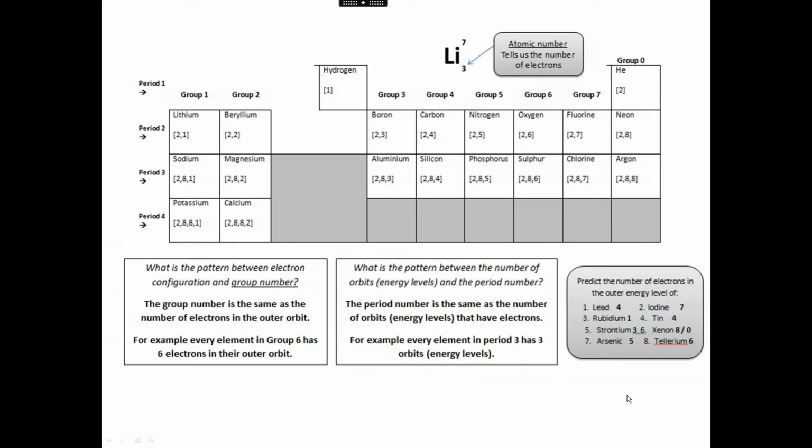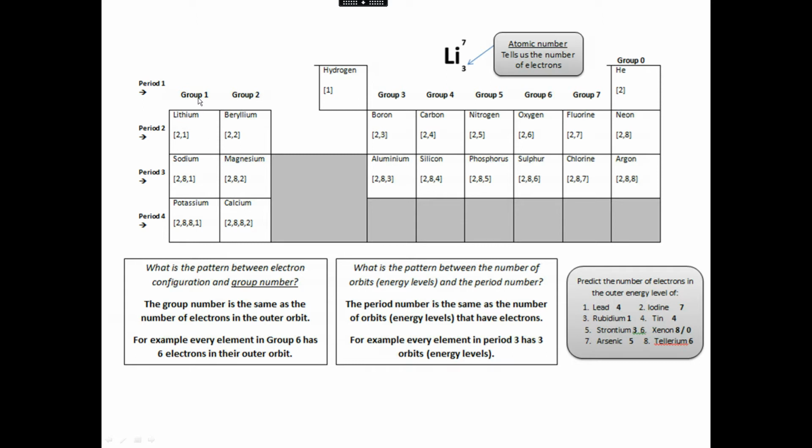Let's look for some patterns. If I fill in all the electron configurations for these elements, we need to look for the patterns that we can see. Right, you may well have come across this before. In group 1, all of the elements have 1 electron in the outer orbit. In group 2, they all have 2 in the outer orbit. So there's a clear pattern there that the group number also tells us the number of electrons in the outer orbit. Now, a group is a column.